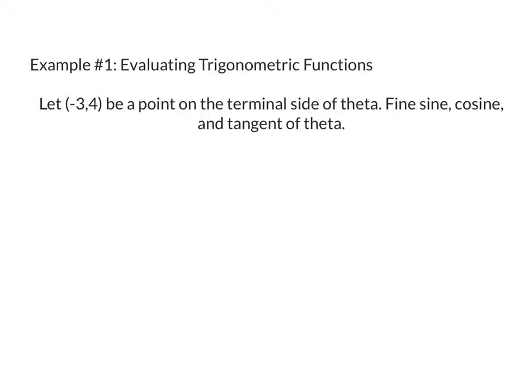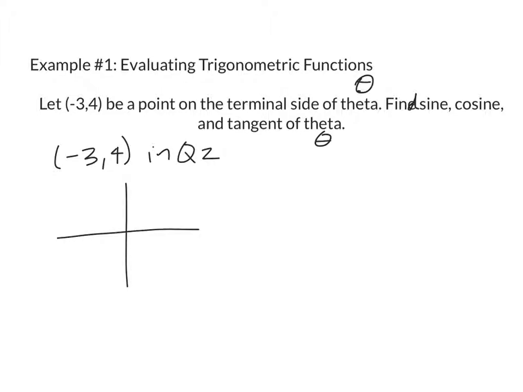As a reminder, when we are talking about theta, we're just wanting it to represent some angle, right? So sine, cosine, and tangent of some angle theta. If you think about the ordered pair (-3, 4), what quadrant would it fall in? Technically, (-3, 4) would fall in quadrant 2. So if I were to set that up, (-3, 4) would be in that quadrant.